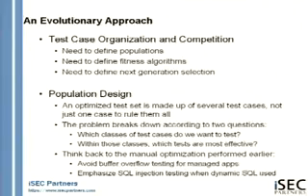So we'll start off with test case organization and competition. Going back to my quick primer, there are three things we need to do. We need to define populations, we need to define fitness algorithms and criteria, we need to define next generation selection. So for population design, an optimized test set is made up of several test cases, not just one case. So again, what we want to avoid is spending so much time on SQL injection because we found a couple that's the only test we run. We actually want to keep things such that there is a variety of test cases being executed, but the ones that are most likely to cause flaws are going to be executed more often than ones that are less likely to cause flaws.